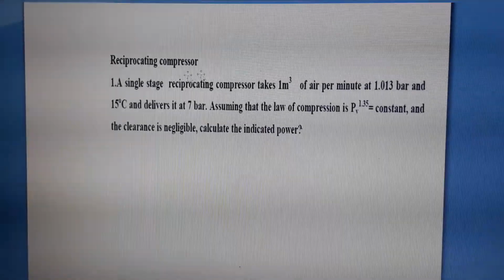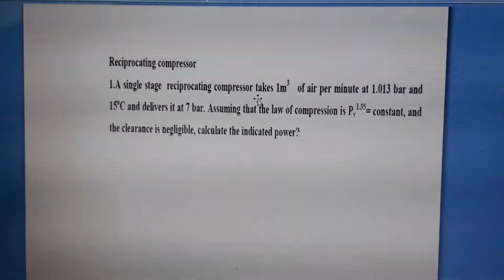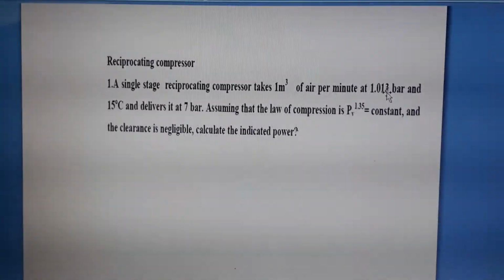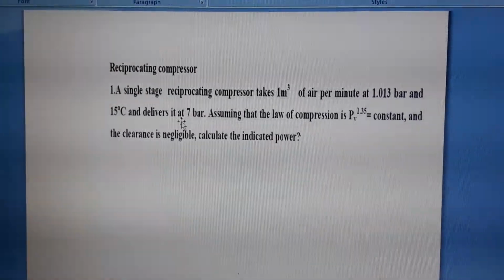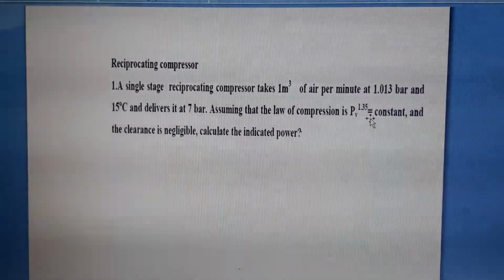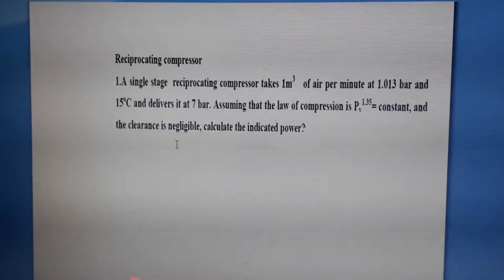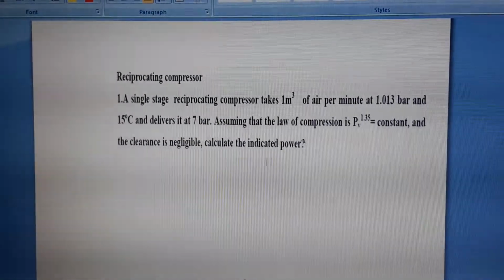So this is the statement of the first numerical. A single stage reciprocating compressor takes 1 meter cube of air per minute at 1.013 bar and 15 degrees Celsius and delivers it at 7 bar. Assuming that the law of compression is PV raised to 1.35 is equal to constant and the clearance is negligible, calculate the indicated power. So how to proceed for this numerical?